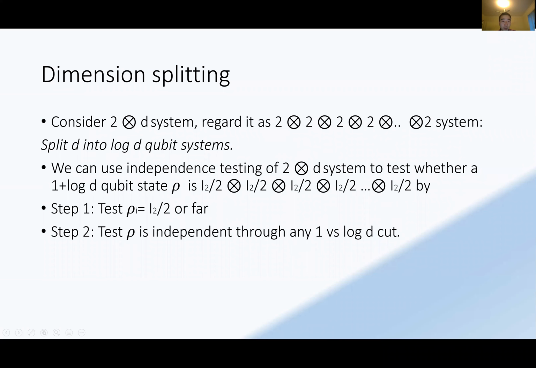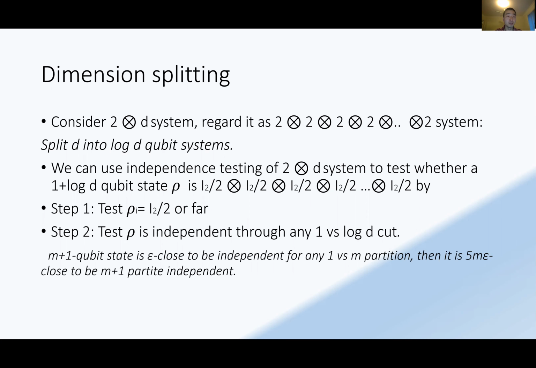So we think about the dimension splitting technique. We consider a 2 by D system and regard it as a 2 tensor 2 tensor 2 tensor 2 system. In other words, we split D into log D qubit systems. And we can use the independence testing of the 2 tensor D system to test whether a 1 plus log D qubit state rho is I2 divided by 2 tensor. We test each rho i to see whether rho i equals I2 divided by 2, so all far. And then we test whether rho is independent across any 1 versus log D cut.